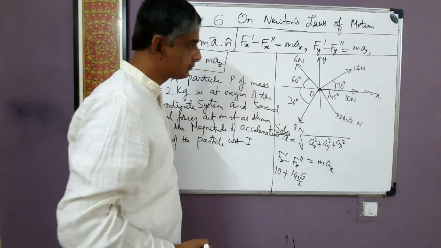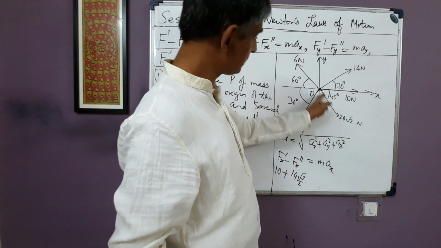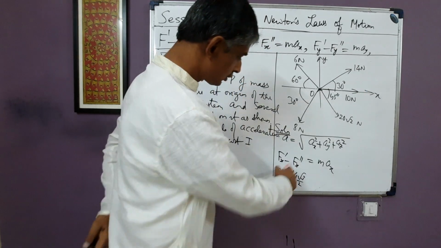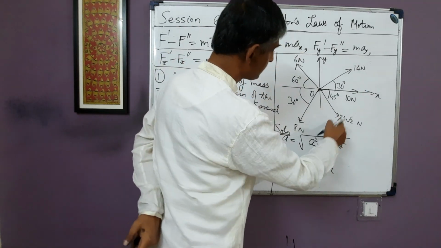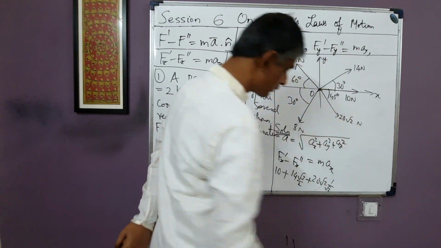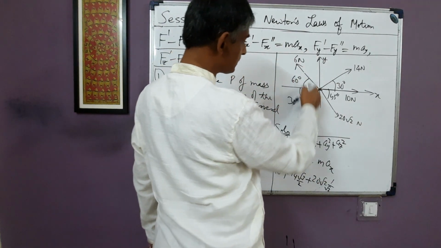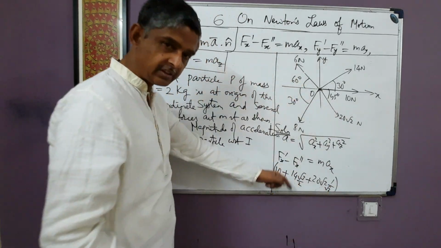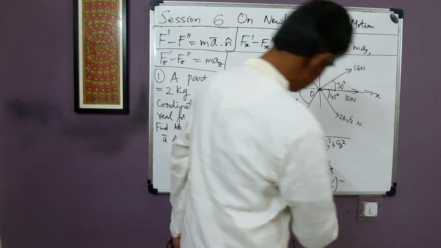14 root 3 by 2. Now this force, 20 root 2, also makes an acute angle of 45 degrees with the positive x-axis. So we add this also. Thus 20 root 2 cos 45 degrees, and cos 45 degrees becomes 1 by root 2. The remaining forces make an obtuse angle with the positive x-axis. So these three terms add up to Fx dash. This is Fx dash minus Fx double dash.